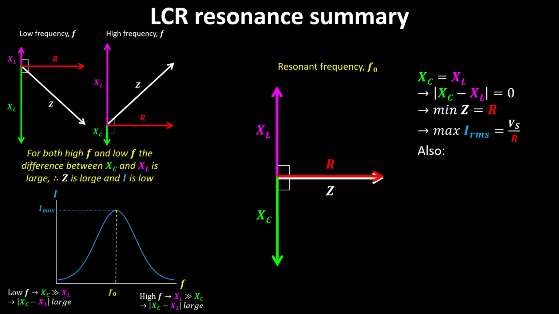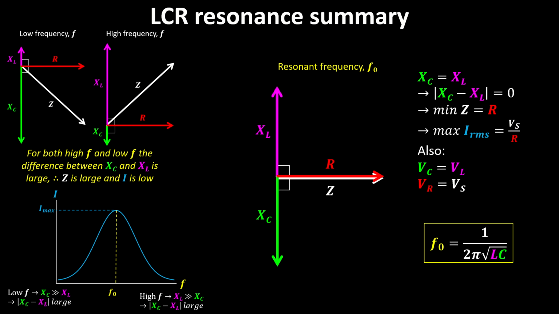Also at that point, if you were measuring it, the capacitive voltage and the inductive voltage would be equal to each other, and also the resistive voltage would be equal to the supply voltage at that frequency. And we can calculate the value of that resonant frequency using the formula that we derived earlier, 1 over 2 pi square root LC. Okay, hope that helps.